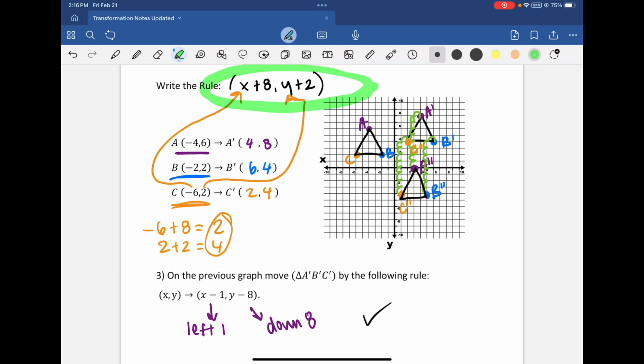When you are done with numbers 4 and 5, you should be able to do the transformation homework on Canvas. It is 7.1, so make sure that you go and practice that on Canvas.